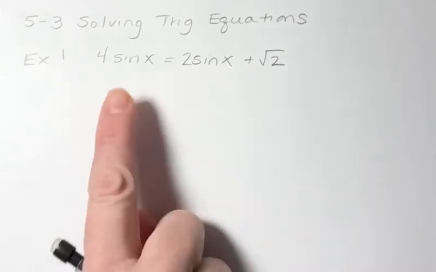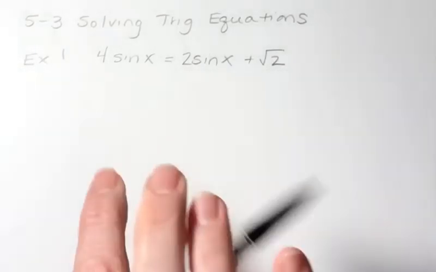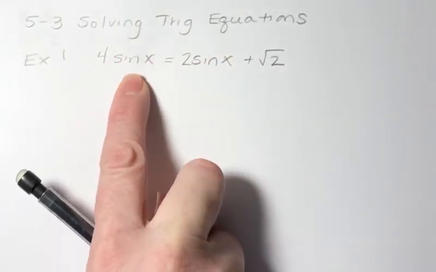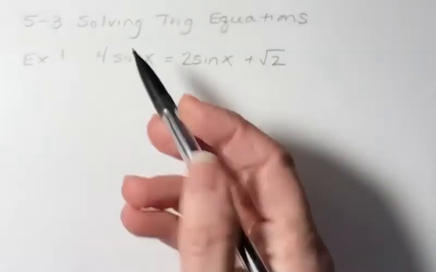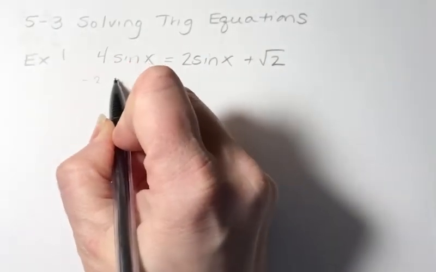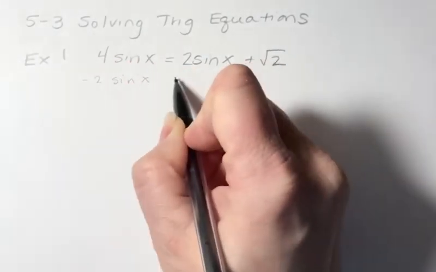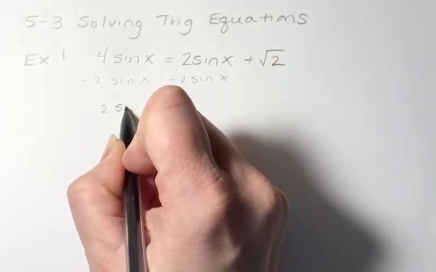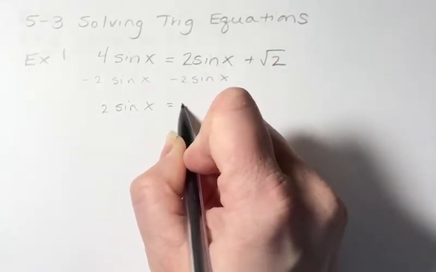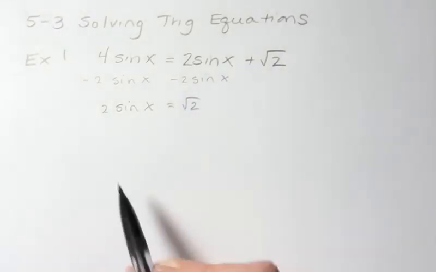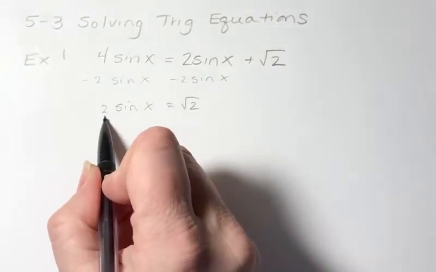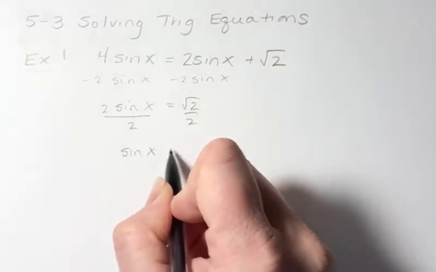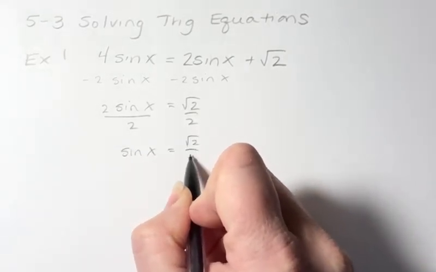So let's take a step back first and just solve this. So these act like variables. So if I have 4 sine functions and 2 sine functions, I can subtract 2 of the sine functions from both sides. So I have 2 times the sine of x equals the square root of 2. And then I want to get my sine function by itself, so I'm going to divide both sides by 2. So I have the sine of x is equal to the square root of 2 over 2.